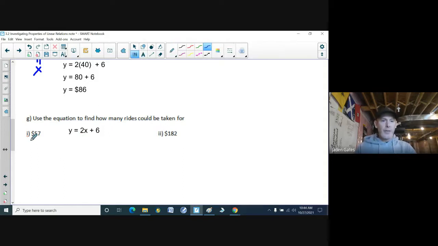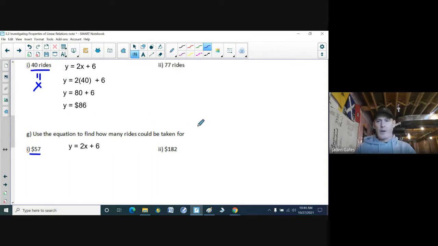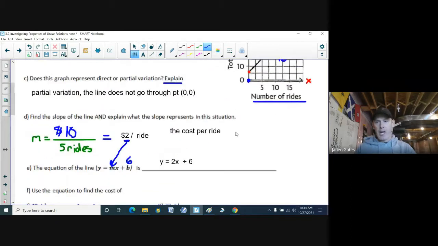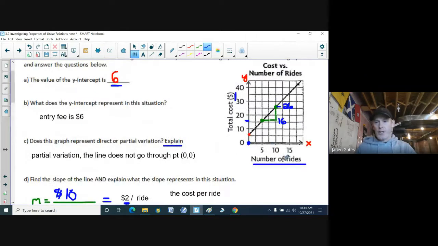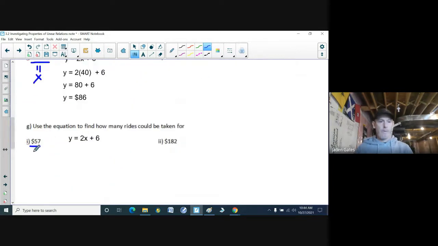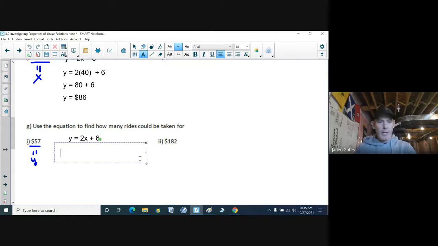Now again, I got this $57. It's either the y or it's the x, but I can go up to my graph and look for money. Rides is on the x-axis. Money here, total cost, is on the y-axis. So that $57 is our y value. There's our y. All right, so I'm going to substitute in my value here. So my 57 is my y value. It's equal to 2x plus 6.